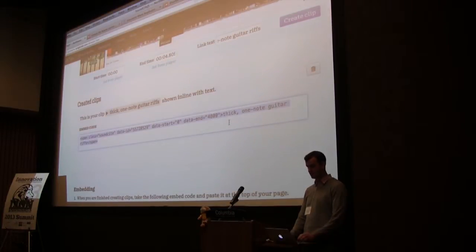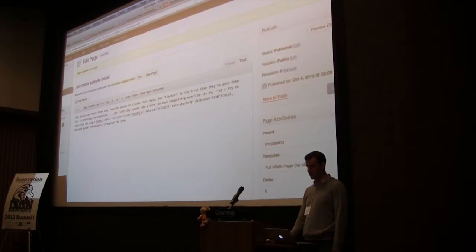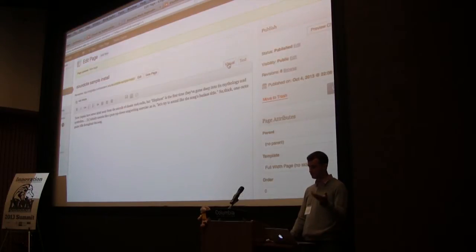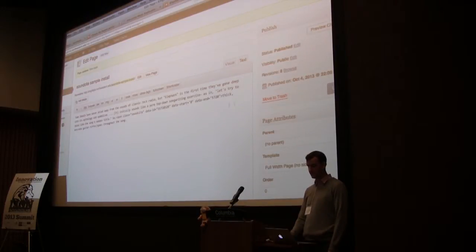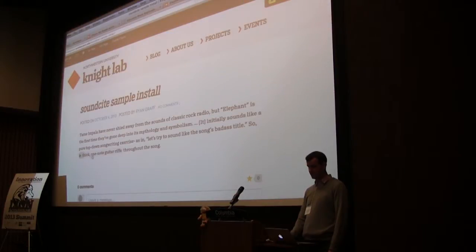So you put this in your story. I just copied that. We've got this stuff on a page. This is WordPress. I'm sure some of you use WordPress. Go to the text editor. This is the bit of code that I just copied. Copy and paste it in there. In the page, you get this.